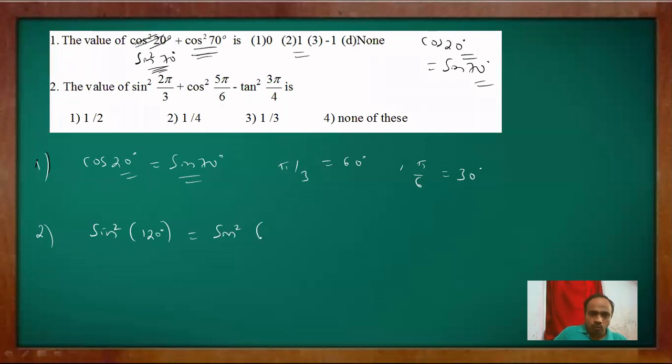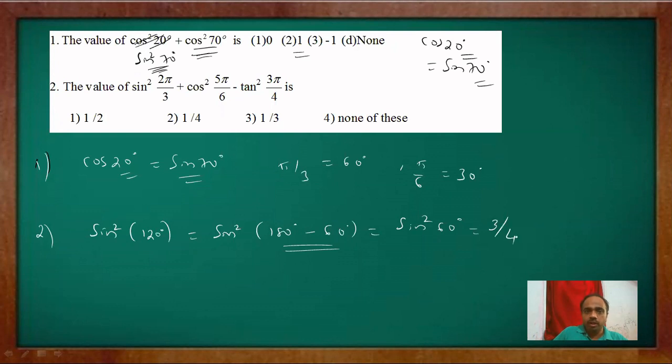Yes. 120 can be written as 180 minus 60. So what is our formula? Sin of 180 minus theta. What is sin of 180 minus theta? That is sin theta. So sin of 180 minus 60 is sin 60. So this is sin square 60 degree. What is the value of sin 60? Root 3 by 2. When you square root 3 by 2, what do I get? 3 by 4. So first we get 3 by 4.